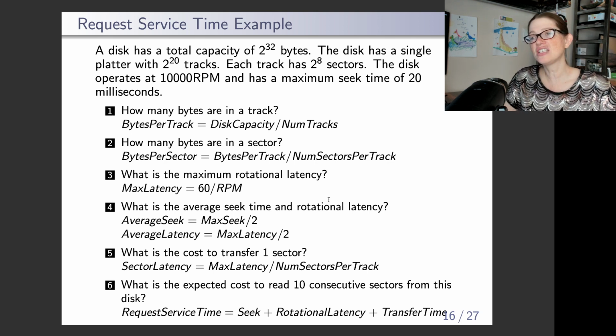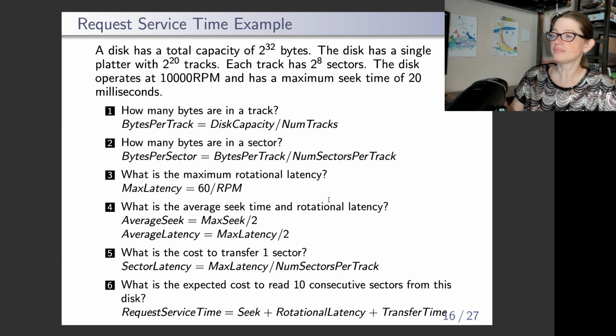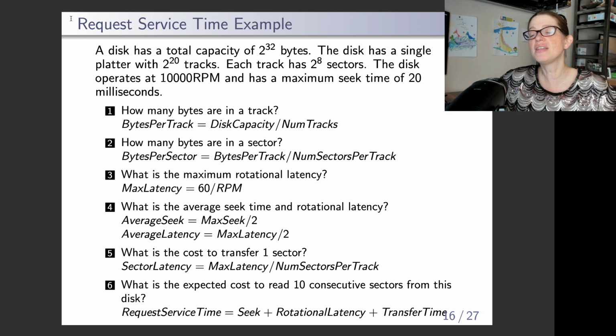Now we want to actually start calculating things like how many bytes are in a sector, and how long does it take to transfer a sector? What is the request service time for 10 consecutive sectors, and so on. So let's look at some of these costs.